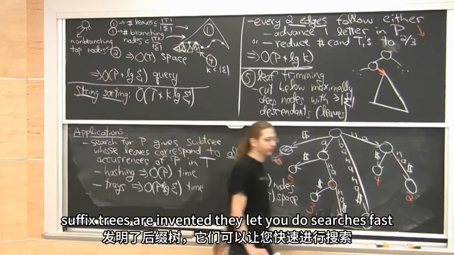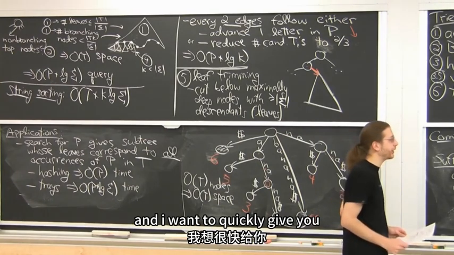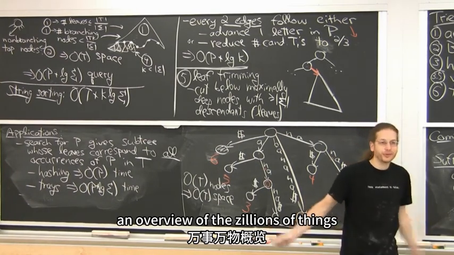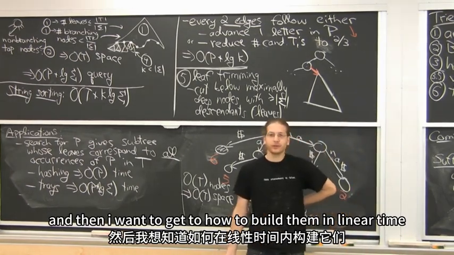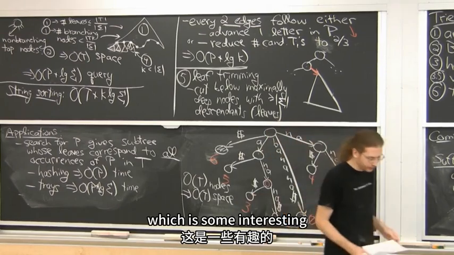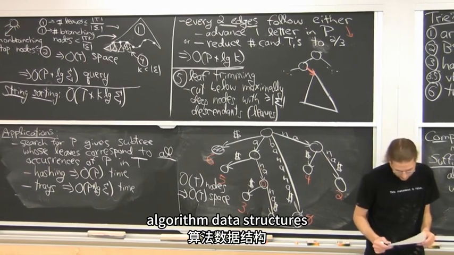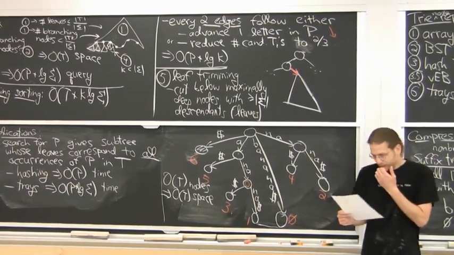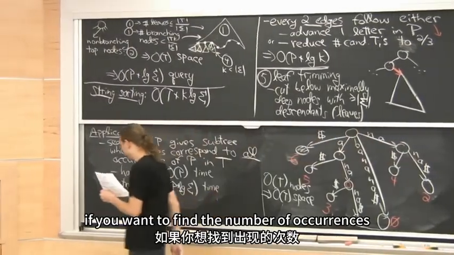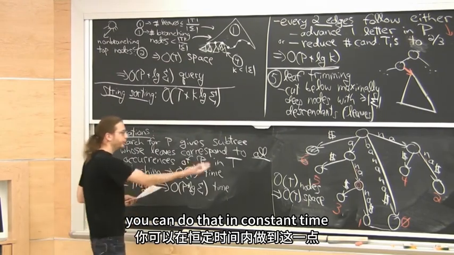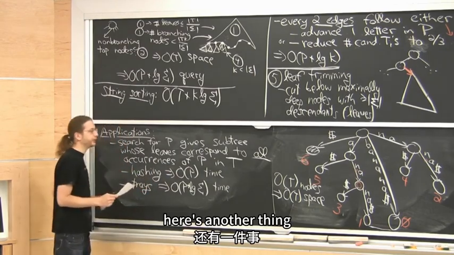They let you do searches fast, but actually they let you do a ton of things fast. And I want to quickly give you an overview of the zillions of things you can do with a suffix tree, and then I want to get to how to build them in linear time, which is some interesting algorithms and data structures. Okay, I already talked about if you want to find the first k occurrences, you can do that in order k time. If you want to find the number of occurrences, you can do that in constant time just by augmenting with subtree sizes. Here's another thing you could do.